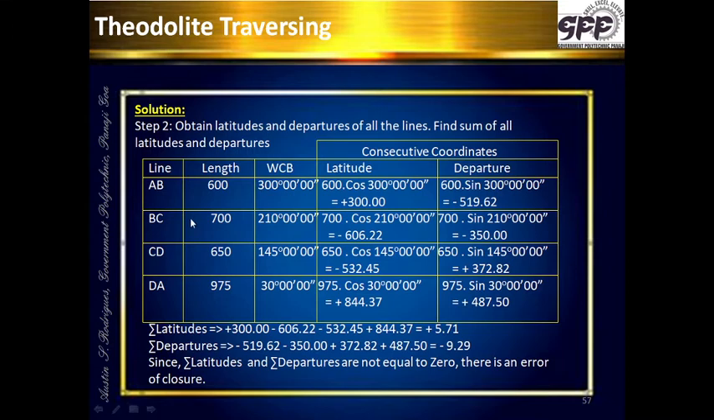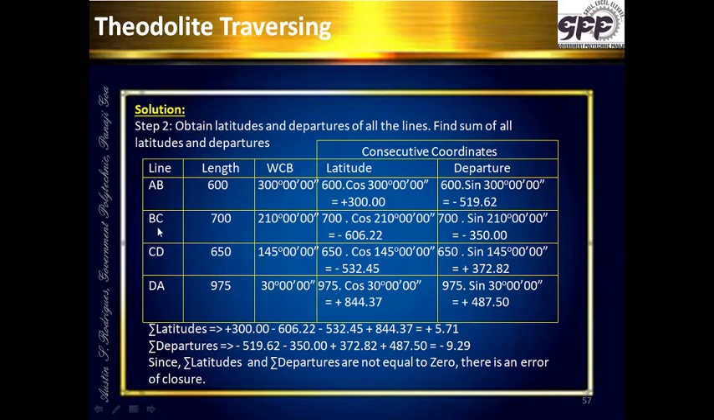So given over here, the length AB is 600, the whole circle bearing is 300 degrees. The latitude is length into cos theta. So length is 600 into cos of 300. We get the answer as plus 300. That means the latitude is towards the north. It's a northing of 300. Coming to the departure, departure is length into sine theta. Length is 600 into sine of 300. So we get the answer as minus 519.62. Now this tells me that the departure is in the west direction. So this is a westing, that is 519.62.